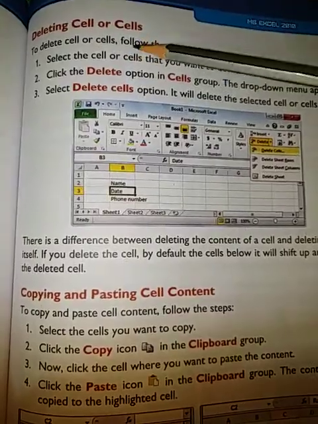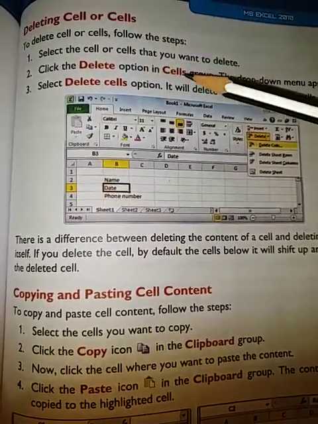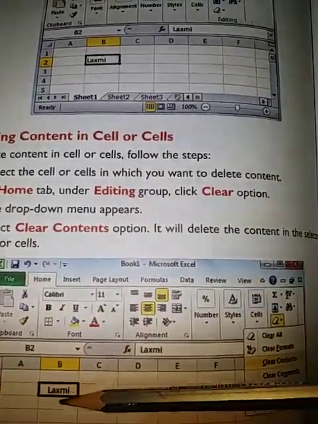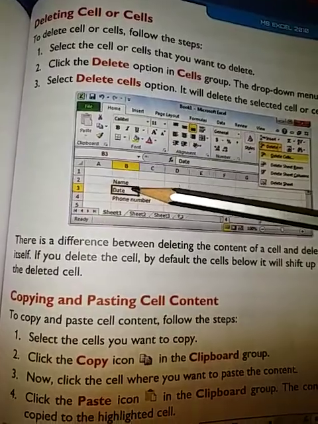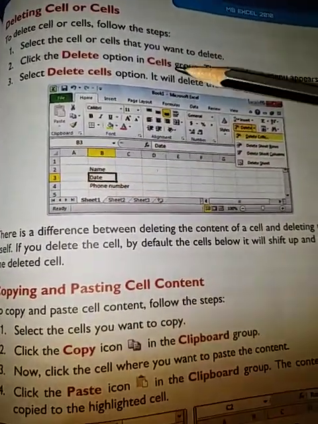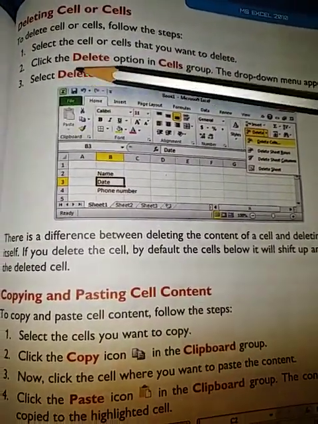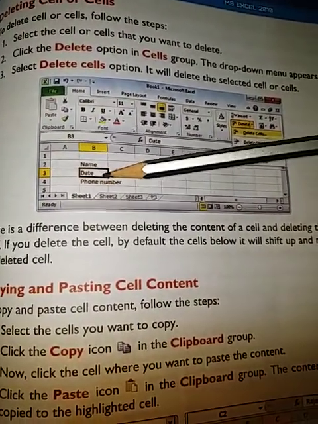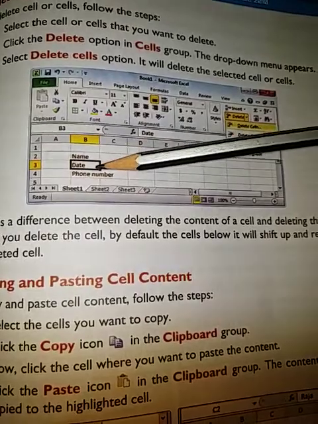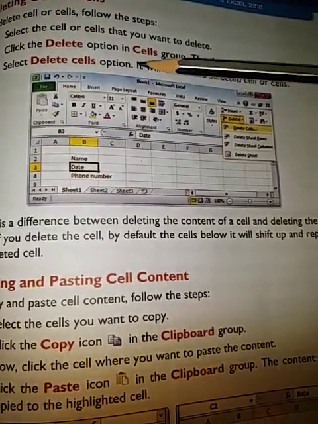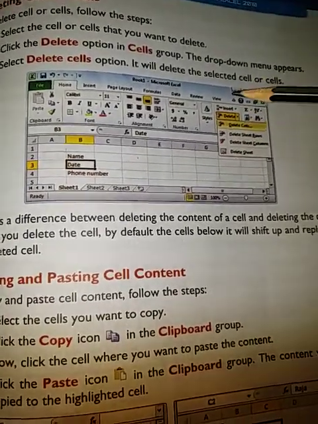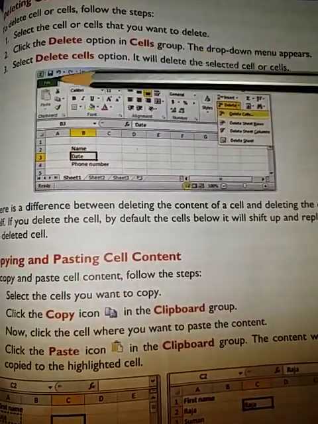Deleting cell or cells. How to delete cells or a cell? Here we were talking about deleting content, meaning whatever you have written, how to delete that. Now here, if you want to delete this cell, this is the procedure given. Select the cell or cells you want to delete. Click on the Delete option in the Cells group. In the Cells group, there is an option Delete. The drop-down menu appears.